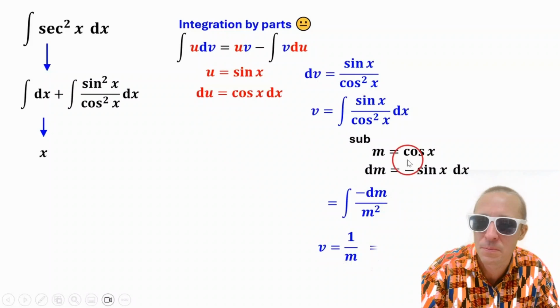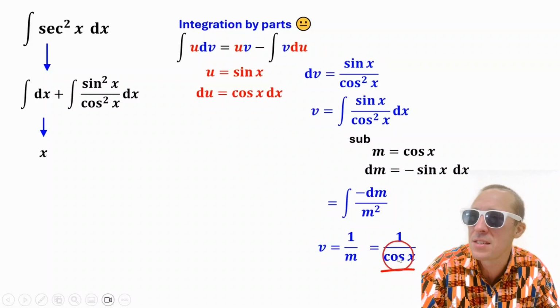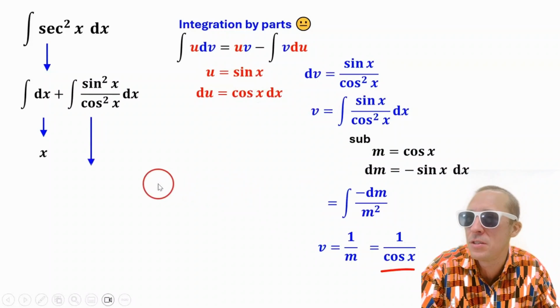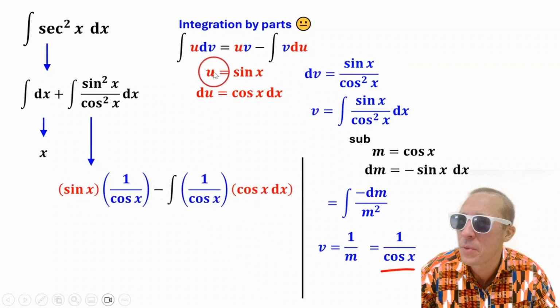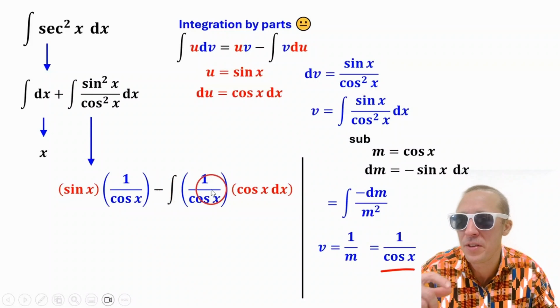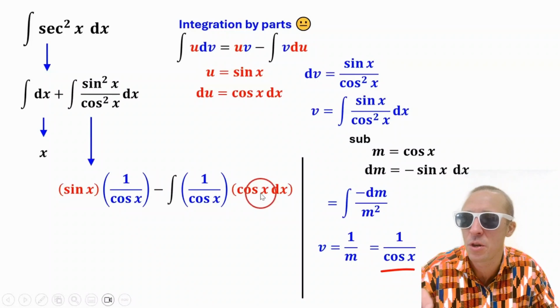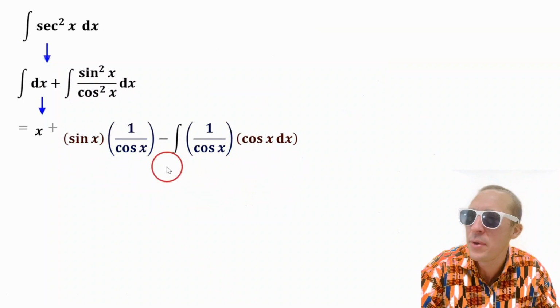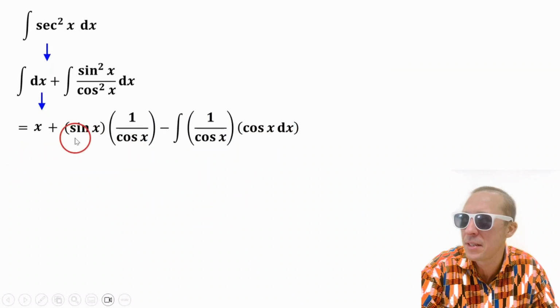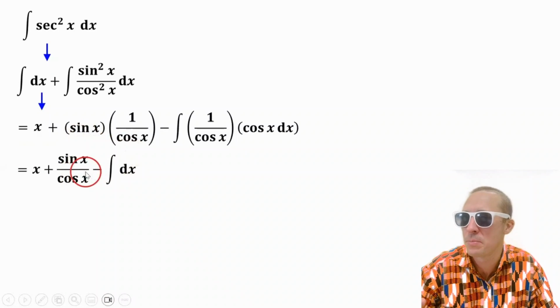M is cos. And we can substitute this and our other stuff into our integration by parts formula. U times v is sine x times 1 over cos x, because that's v, minus the integral of v du. And here's our v, 1 over cos x, and du is cos x dx. And we can clean this up a little bit. The sine over the cos, we'll just put those together.